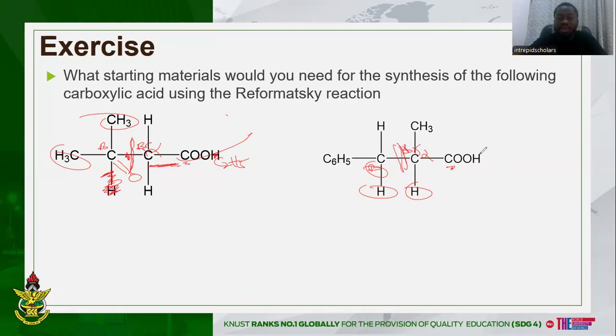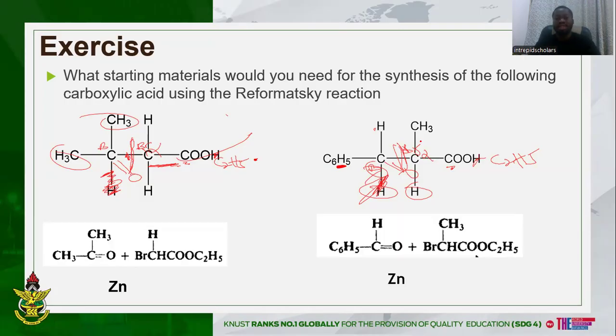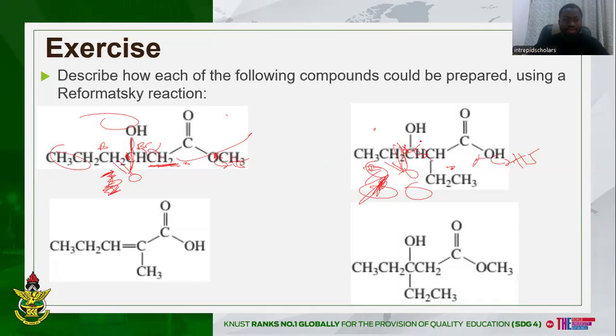Now I'll put Br on this one. This I'll change to C2H5. Now when I come to this, I'll remove this hydrogen. I'll remove this hydrogen and put double bond O. Right, so that will be what I would get. Very simple. Now always remember to also add your zinc. Add your zinc.